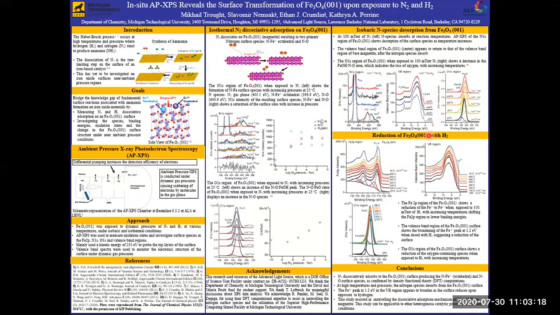So upon the reduction of the magnetite with hydrogen, for our Fe2p region and our O1s region, we see a shift to lower binding energies. For our valence band region, we see a shift to lower oxidation states, which means that we're reducing the surface.